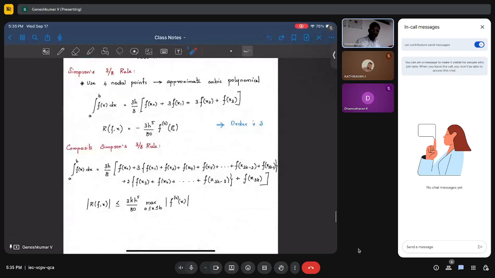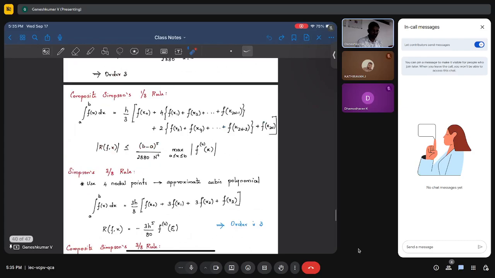Similarly, Simpson 3 by 8 rule basically uses 4 nodal points, and you can approximate it as a cubic polynomial. But still it's fourth order accurate. I mean the leading error term is fourth order, which means third order accurate. But this can be applied only if you have intervals in multiples of 3. If you have a number of intervals that is not a multiple of 3, we cannot apply it.